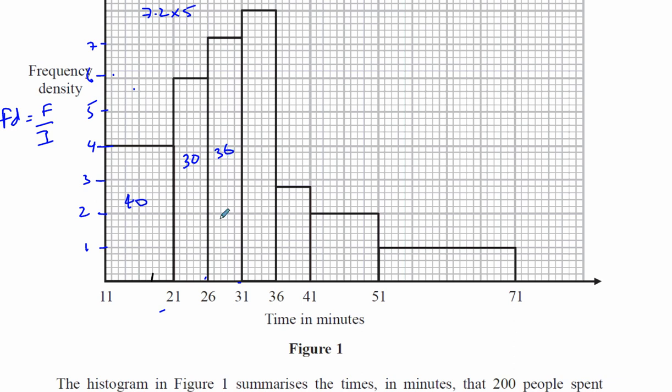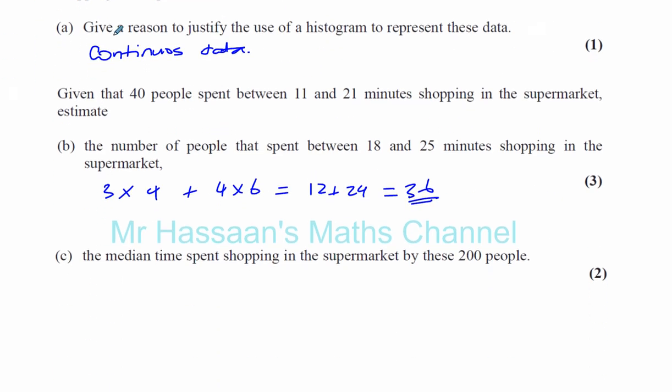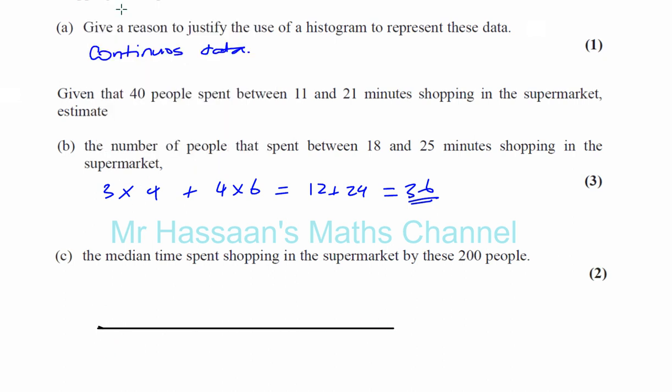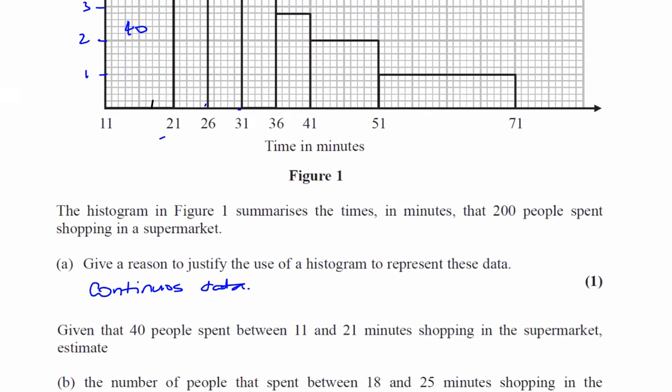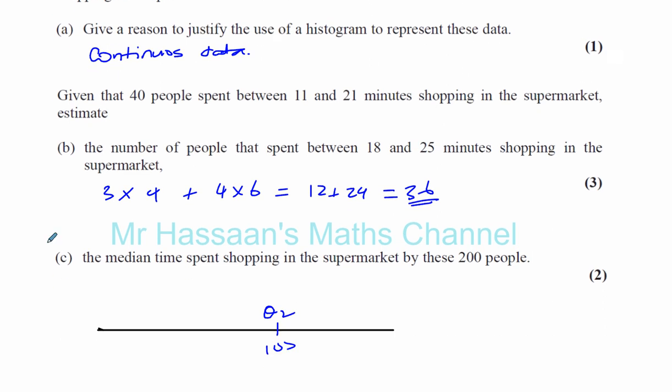So we know that the 100th shopper is in this group here in order of size. So it's at 26 to 31. So now you can use linear interpolation. Make it a solid line. We're looking for what time it is for the 100th shopper. So the 100th shopper, as we said, is in the group 26 to 31.